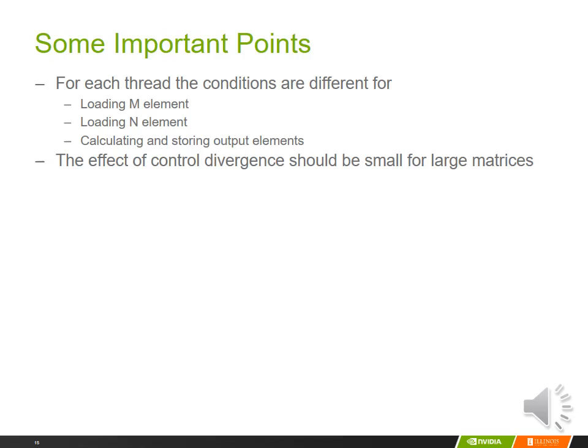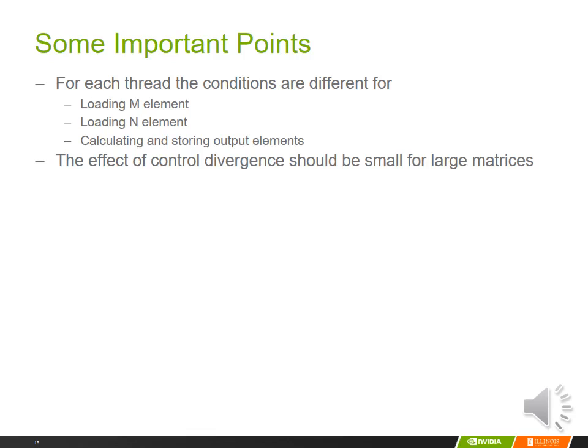To summarize, we make 2 important observations. One is that for each thread, the conditions for loading the M element, loading the N element, and calculating and storing the output P elements are all different. This allows each thread to play a different role when loading the M tile, loading the N tile, versus calculating and storing the output P element.